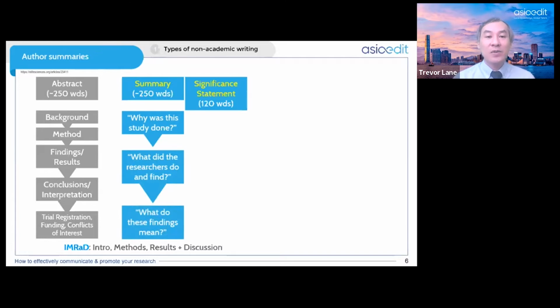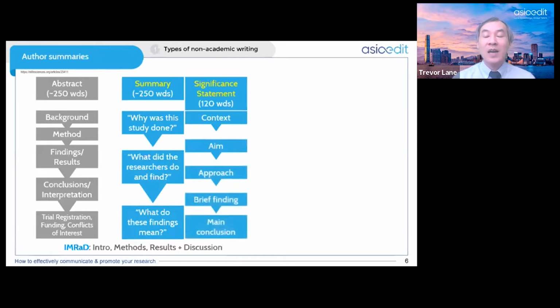And then the very short version could be just very brief sentences without headings, but it would follow the context and aim, the approach, a brief finding, and the main conclusion. So you don't have time for a full discussion or for all the findings. We just talk about the key finding and what the conclusion of that is. So it still follows IMRAD.